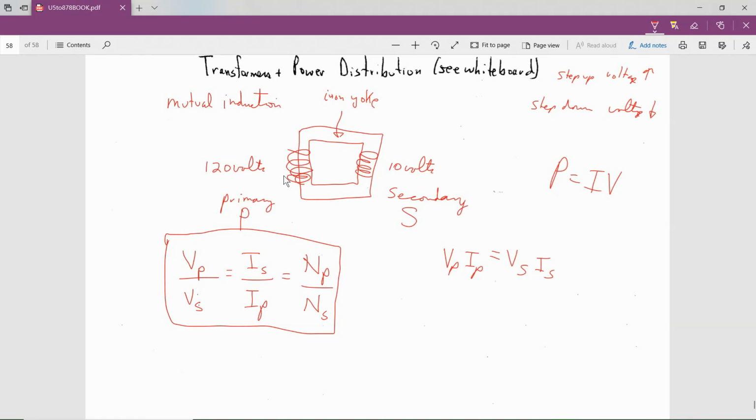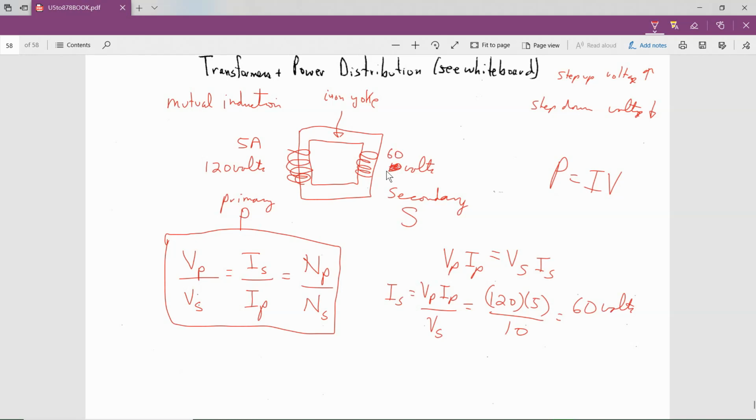So let's keep going with this here. Let's say the incoming current was 5 amps, and let's get the secondary current. So your IS would be VPIP over VS in this example. So VP is 120 times IP is 5 over VS is 10. So that's 12 times 5. So it's 60 volts. Now I said I wanted it to be 10 volts. So let me just cheat and say suppose we wanted it to go down to 60 volts and not 10.